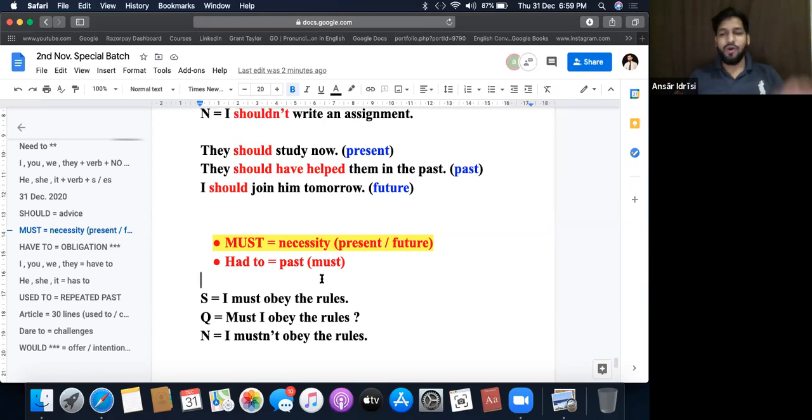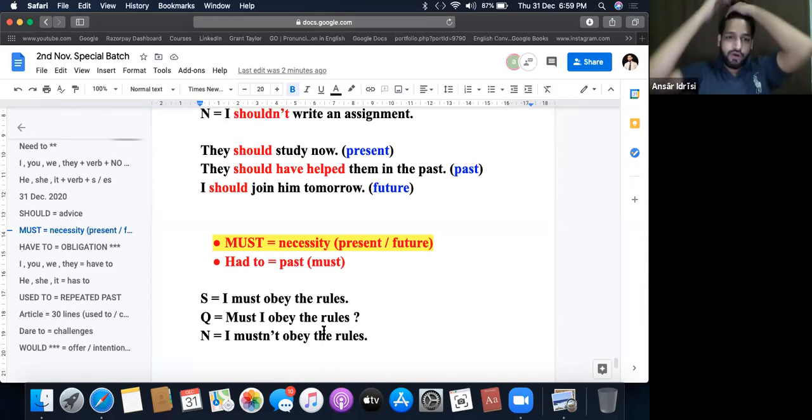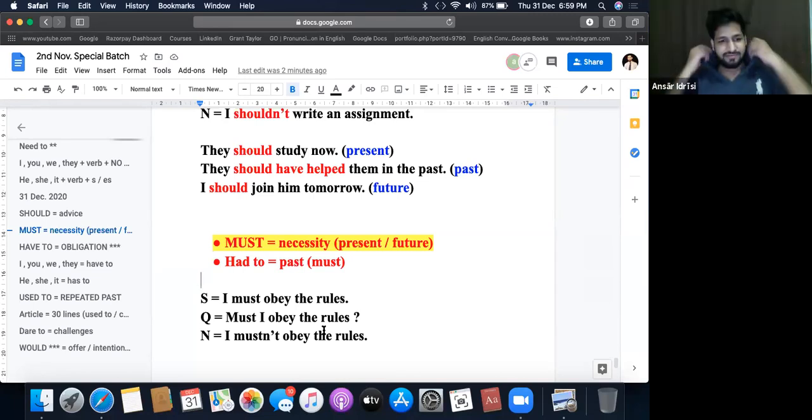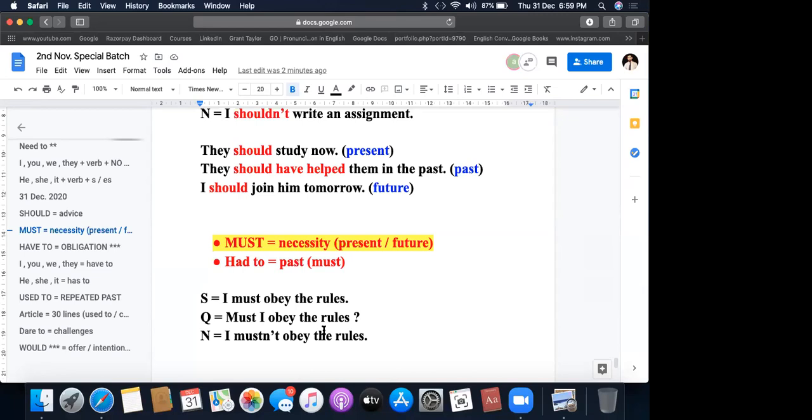Okay, next one now. Today we are going to see another modal auxiliary verb. But before we go ahead, do you have any problems, any doubts with should? Any questions to anyone? Shiva, Guddu, Chaitali? No, sir. Mr. Wajid, Mr. Zubair.